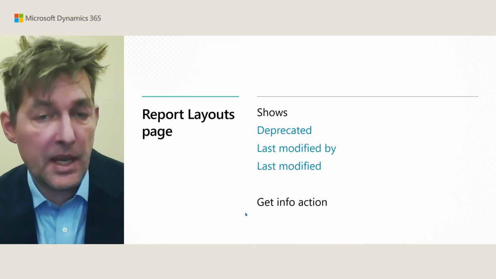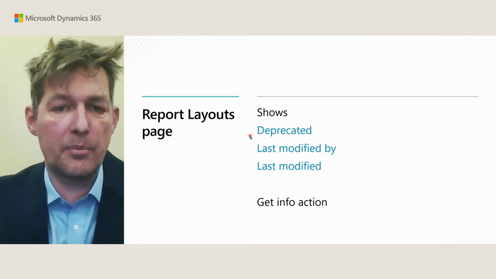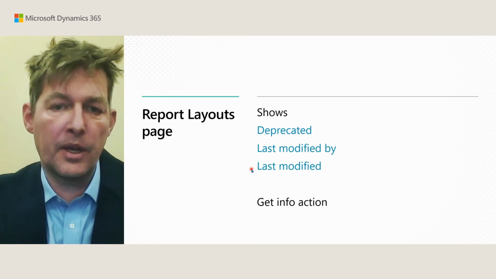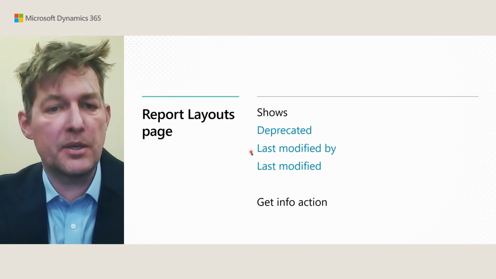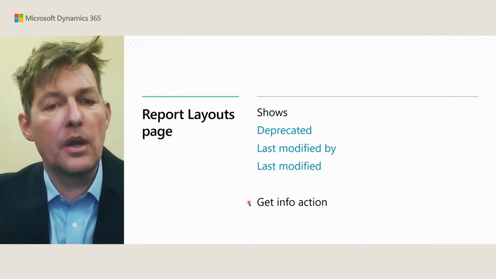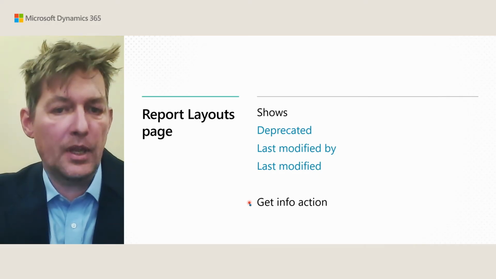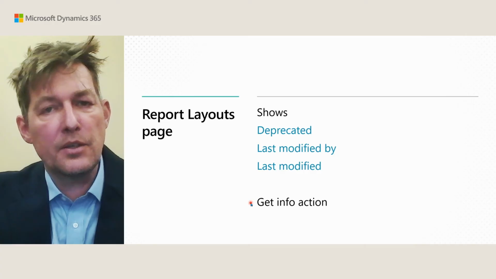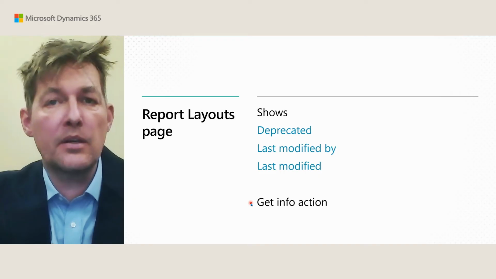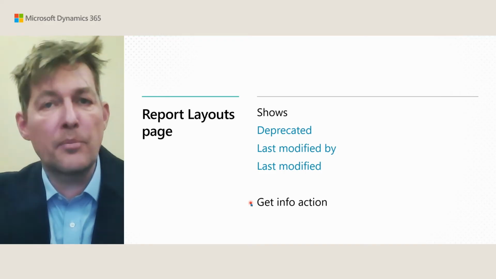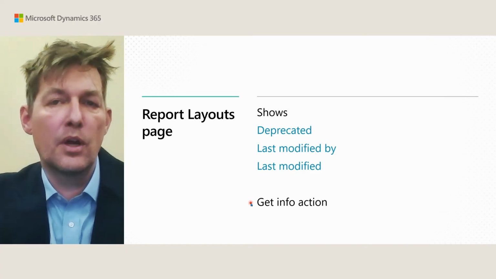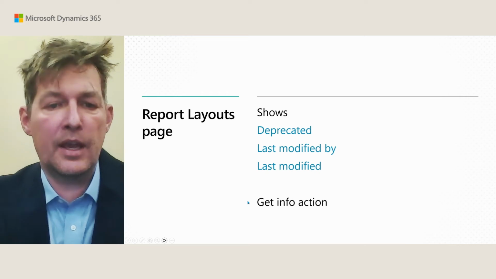On the report layouts page, we have new properties shown: deprecated or obsolete, last modified by who, and when this was last modified. Especially this is useful for the user-provided uploaded layouts. And the rest of the properties for a layout is something you can get, or the user can get, using the get info action, a new action, in case you need to troubleshoot something, and you can ask the user to call this and copy the text, so you know everything about the layout that they had an issue with.